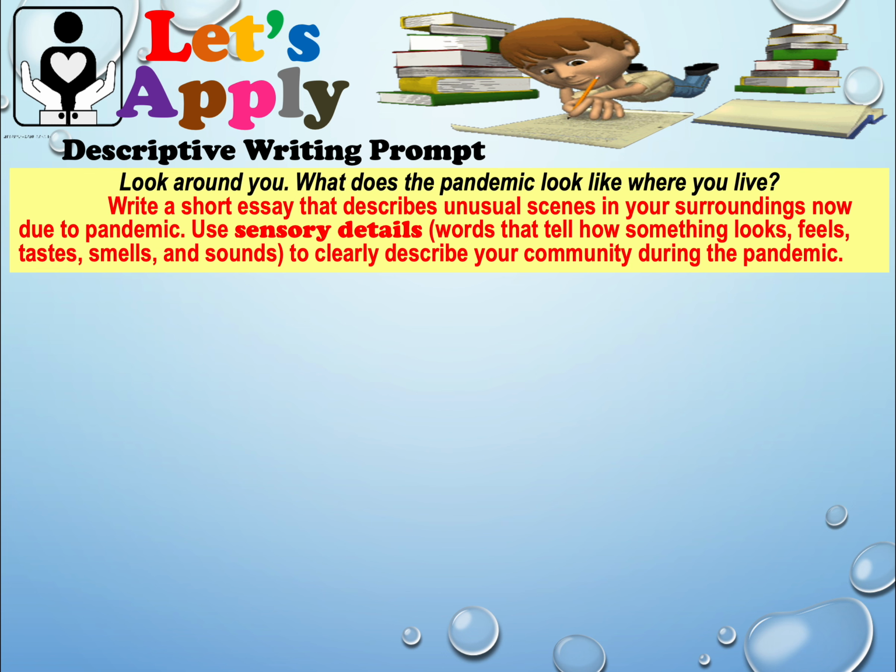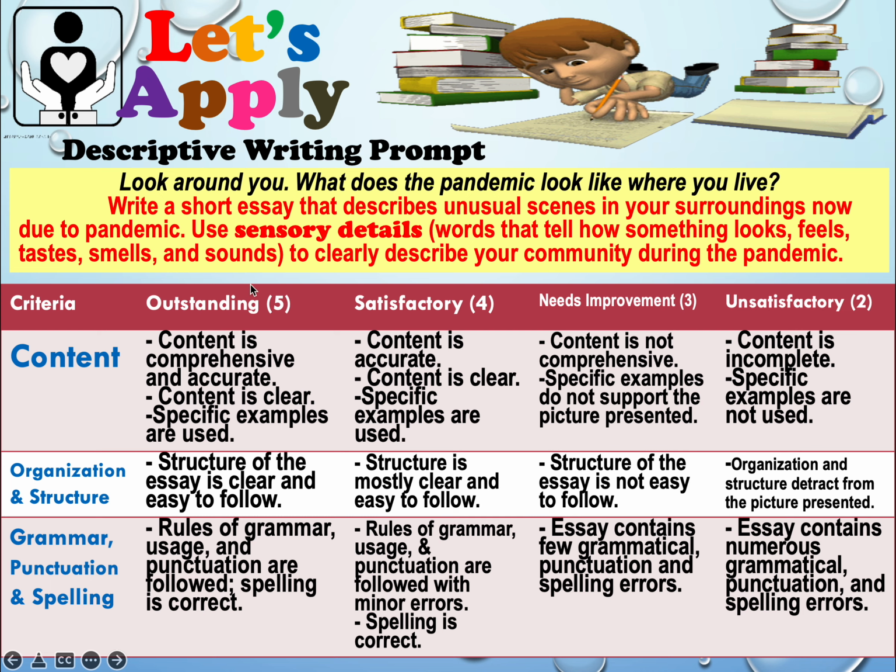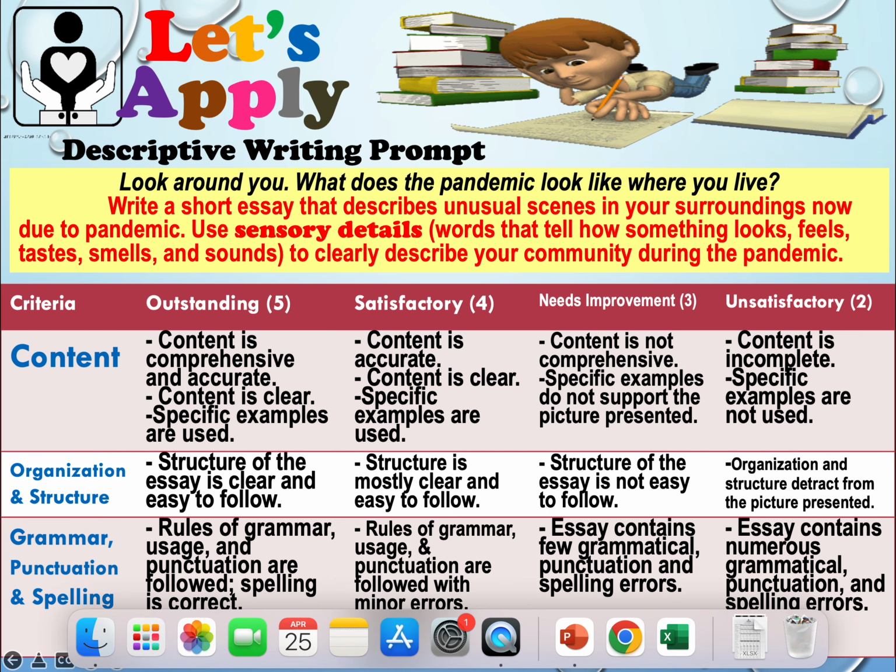Application: you are asked to look around and describe unusual scenes in your surroundings using sensory details. Taking note of the rubrics, we have three criteria in here. Five points for content, five points for organization and structure, and five points for grammar, punctuation, and spelling, a total of 15 points.